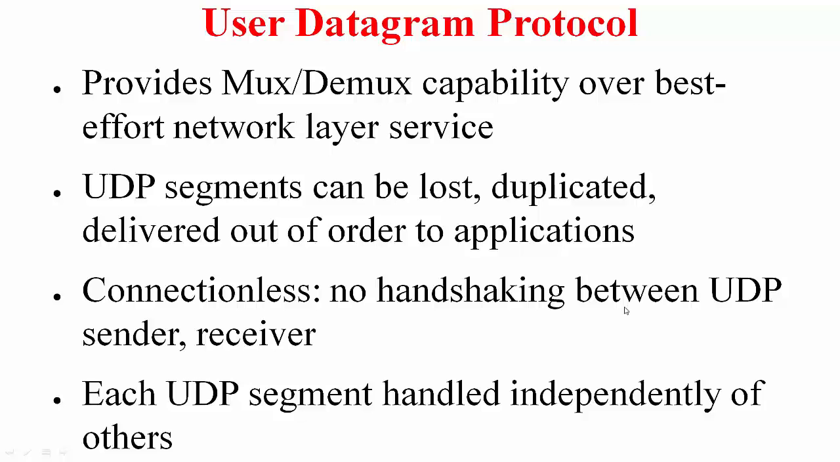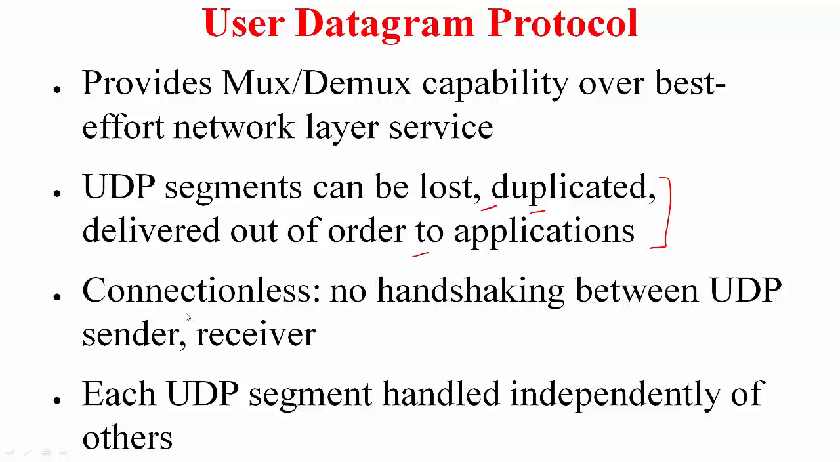So UDP provides just the multiplexing, demultiplexing capability over the best effort service model of the network layer. In fact, it does a little bit more. I'll get to that shortly. Because it is operating over best effort service, the UDP segments can get lost, they can get duplicated, they can get delivered out of order. UDP does absolutely nothing to address any of these issues.